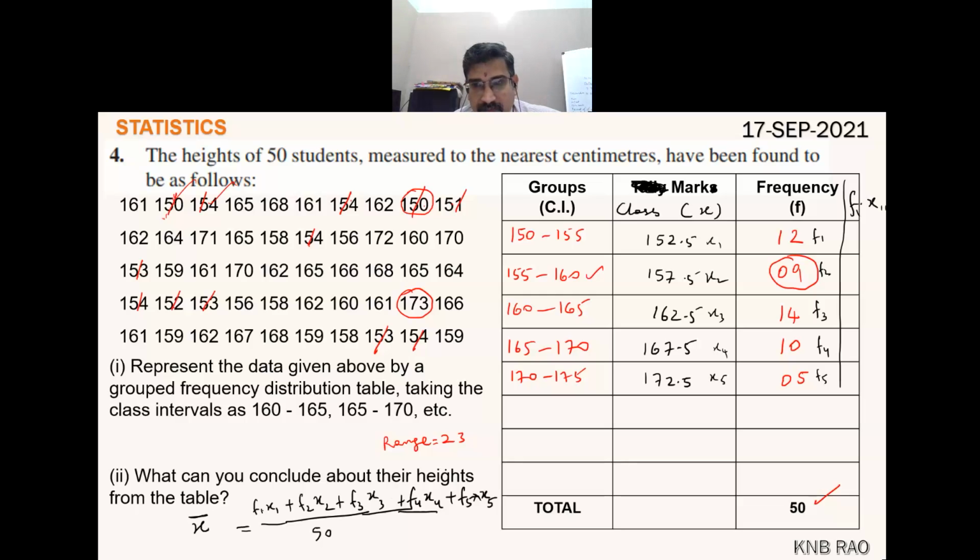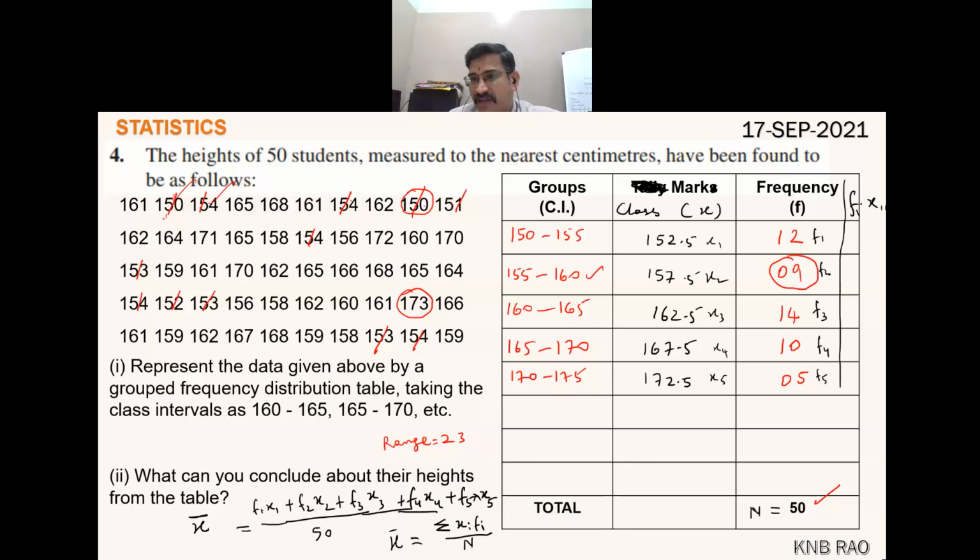So arithmetical mean is sigma. What is sigma? Sigma is a short form of summation. Sigma xi fi, or xf, divided by capital N. It is 50. Capital N is the total number of observations. Is it clear, children?